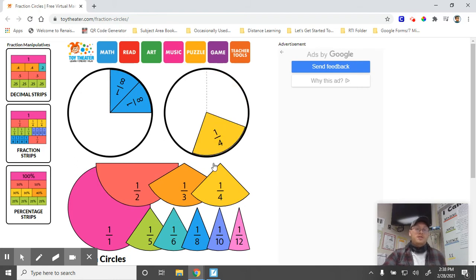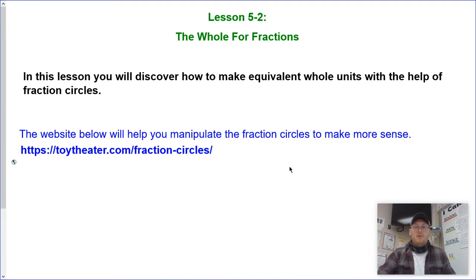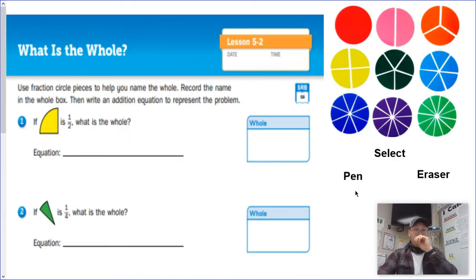All right. So let's do some practice with our lesson. We're going to do number 1 and 2 together. We're going to use the fraction pieces to help us name the whole. We're going to record the name in the box below, then write an addition equation to represent the problem. So I have the fraction circles over here, and I'm going to ask the question. I'm going to show you some visuals too.